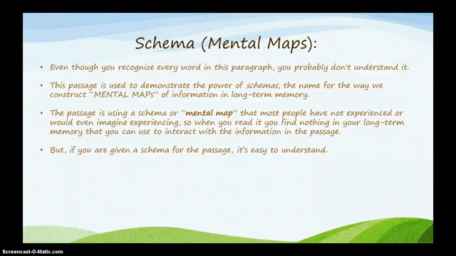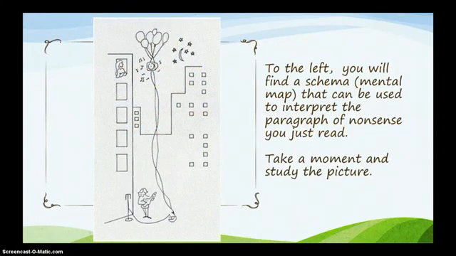The name for the way we construct mental maps of information in long-term memory is a schema. The passage is using a schema or mental map that most people have not experienced or would even imagine experiencing. So you read it, and you find nothing in your long-term memory that you can use to interact with the information in the passage. But if I give you a schema for the passage, I guarantee that passage will be much easier to understand. So to the left, you'll find a schema or mental map that can be used to interpret the paragraph of nonsense you just read. Take a moment and study the picture.